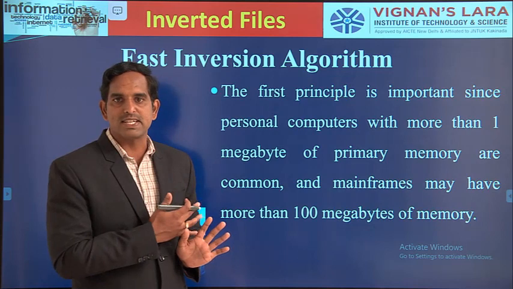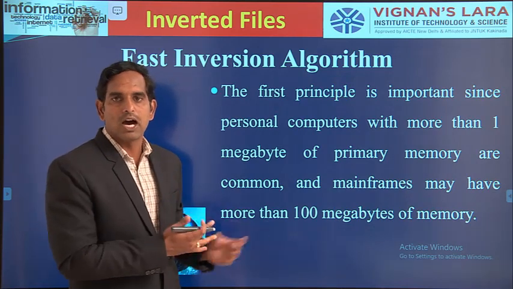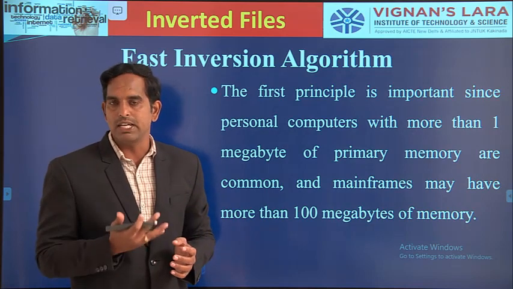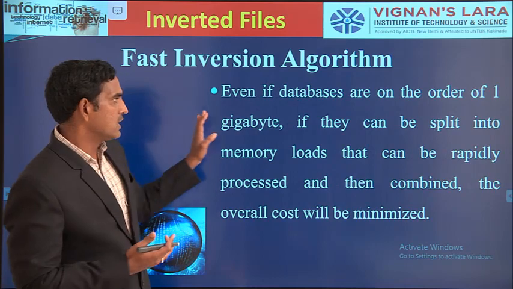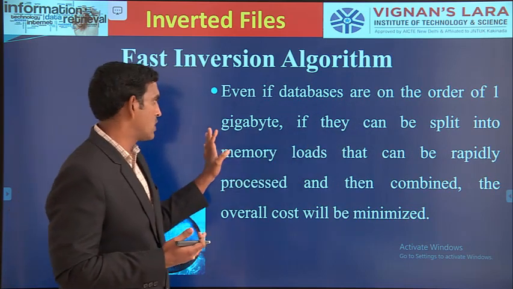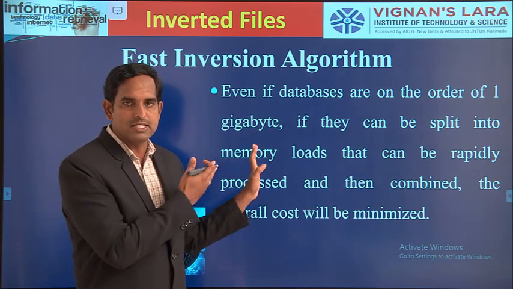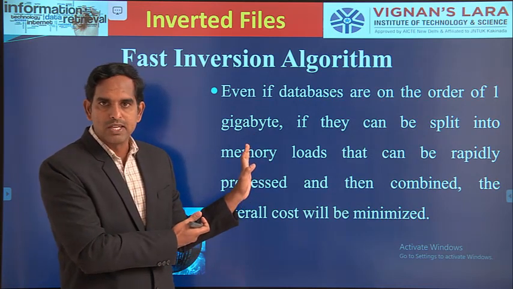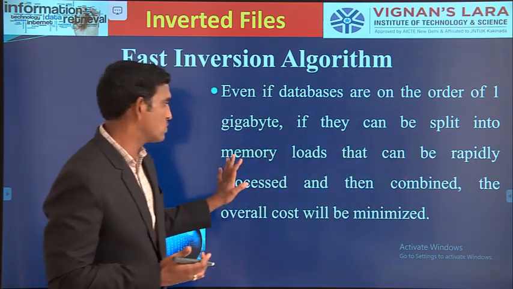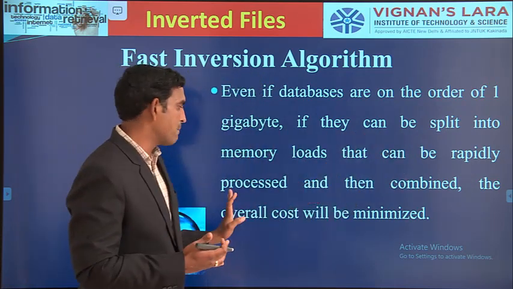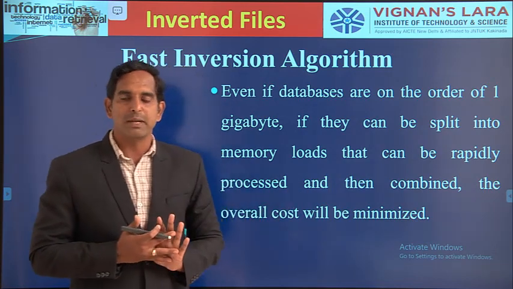So the first principle says that the primary memories of personal computers or other systems or mainframes have drastically improved over the years. Okay, what is the meaning of this particular thing? Even if the databases are of the order 1 gigabyte, if they are in MBs, they can be easily moved into the main memory. Even if they are in 1 GB, they can be split into memory loads that can be rapidly processed and then combined, and the overall cost will be minimized.